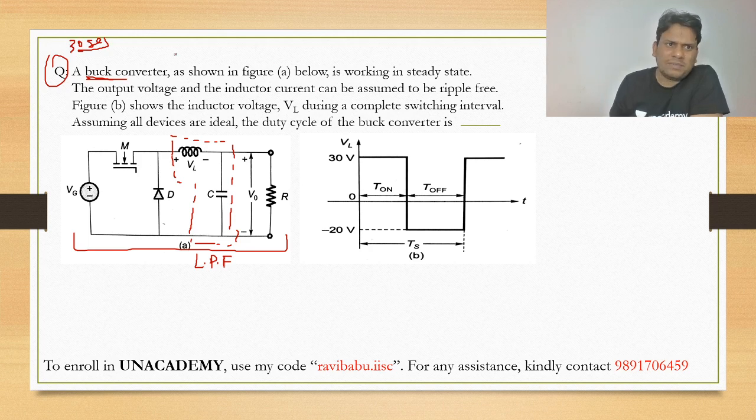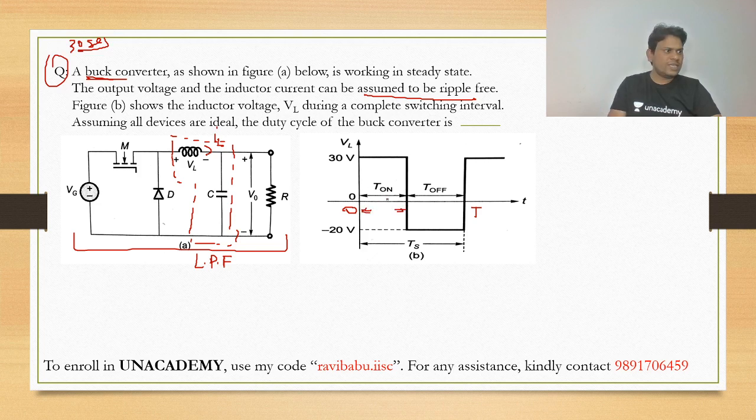Now see something. The output voltage and the inductor current can be assumed to be ripple free, the most important thing. So this output voltage and this inductor current are ripple free. So the inductor voltage VL is this one during a complete switching interval. What is the meaning of switching interval? 0 to capital T. It is T on, already mentioned. Okay, point 3. Let's check it. This is T off.